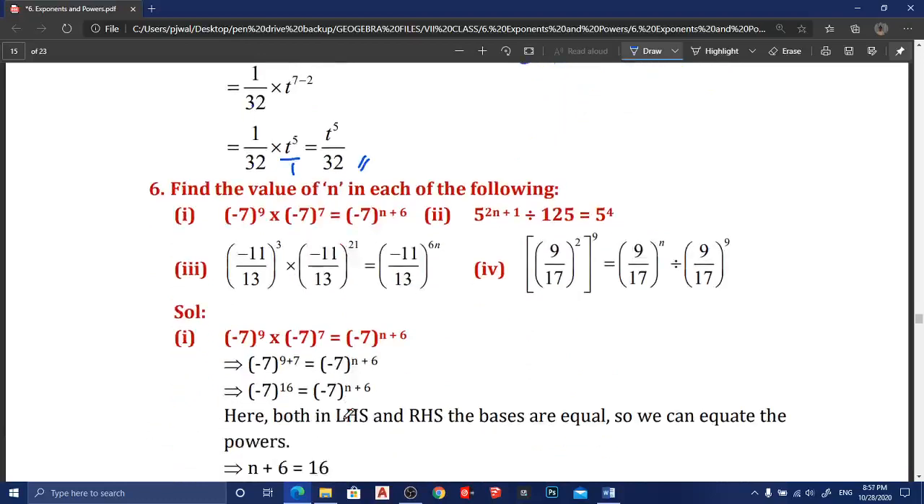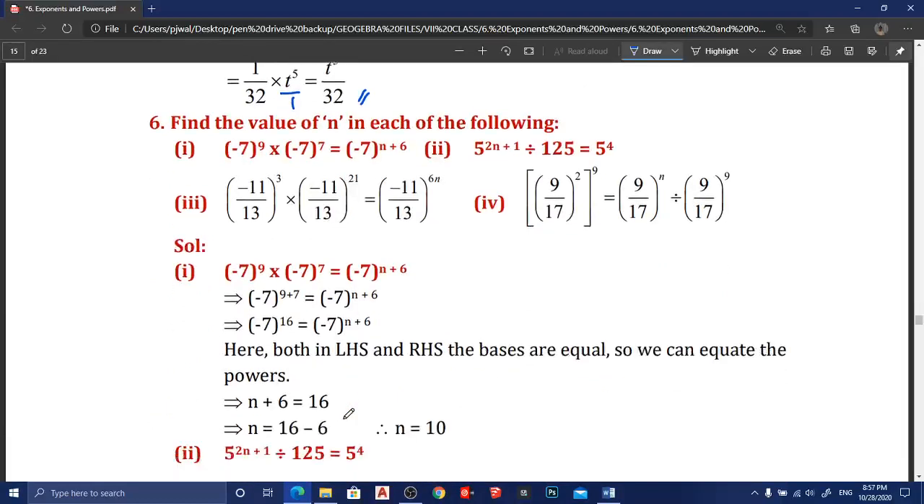Sixth one, find the value of n in each of the following. Here you have to find the value of n. So in both LHS and RHS you have to convert the numbers to equal bases. Then only you can compare both the powers and find out the n value. Already in first exercise, which is 6A, you solved this type of problems.